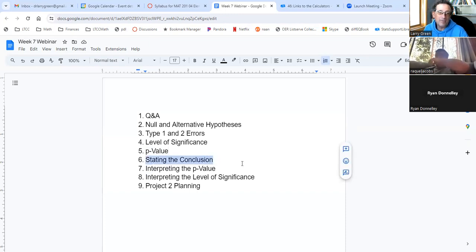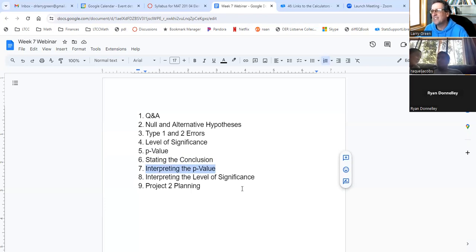Then we'll talk about how you state your conclusion. So you collect your data, you run your statistics, you find the p-value, and then you have to make a conclusion. And what is the verbiage to make a conclusion for a hypothesis test? And then we'll talk about interpreting the p-value.